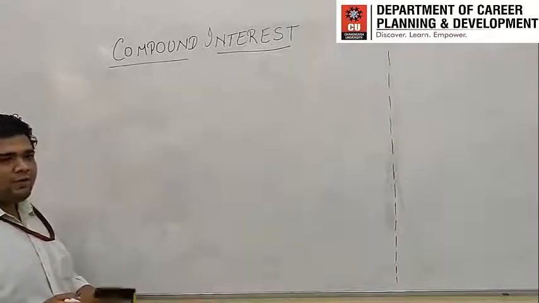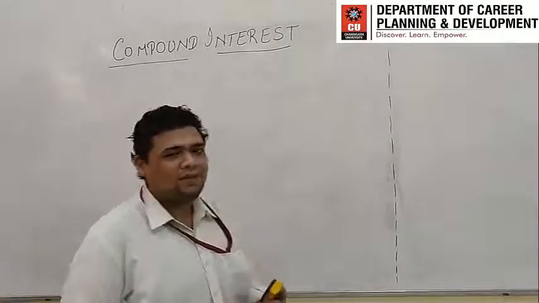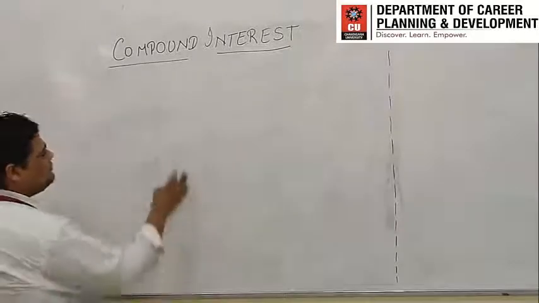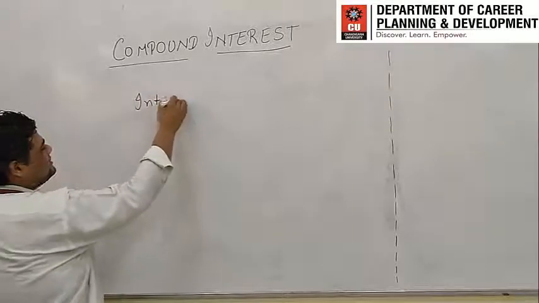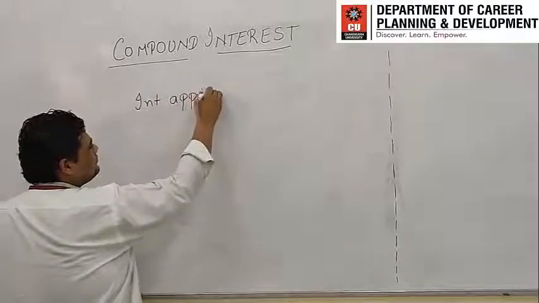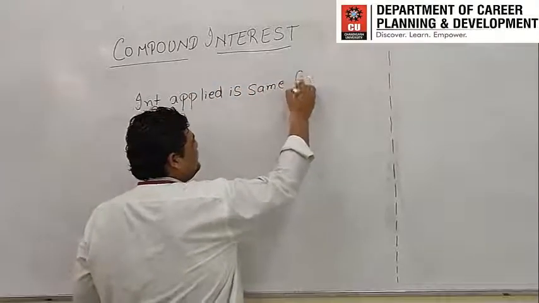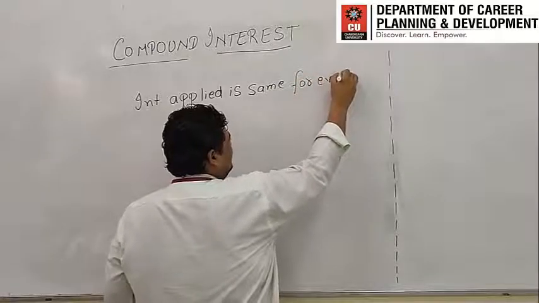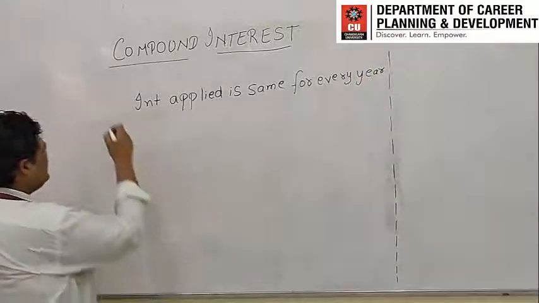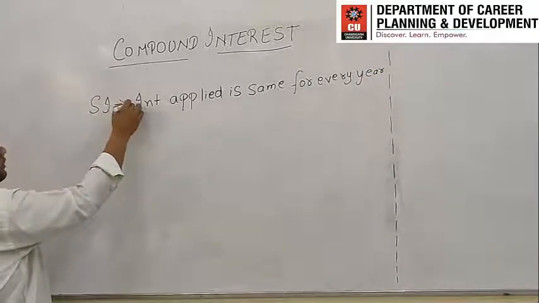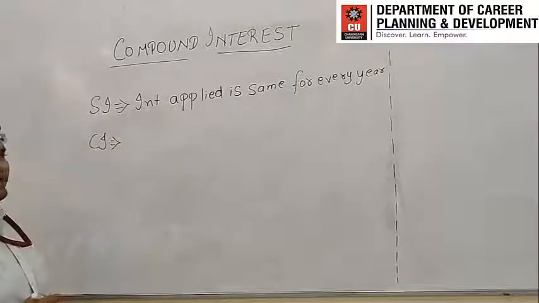Today we are going to discuss compound interest. First of all, what is the basic difference between compound interest and simple interest? In simple interest, everyone knew that the interest applied is the same for every year in case of SI. Now, the CI will be compound interest.